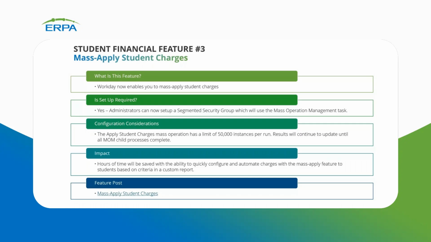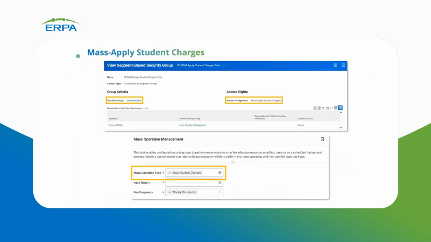Workday now enables you to mass apply student charges for perhaps late fees, late registration fees, add fees, drop fees. Now, this has the potential to save hours of time and work just by automating some charges. This can be done within the Mass Operation Management functionality, often known as MOM, which you now have the ability to apply student charges with. This allows you to mass apply administrative fees to students based on criteria from a custom report. On our next slide, we can show you how that can happen.